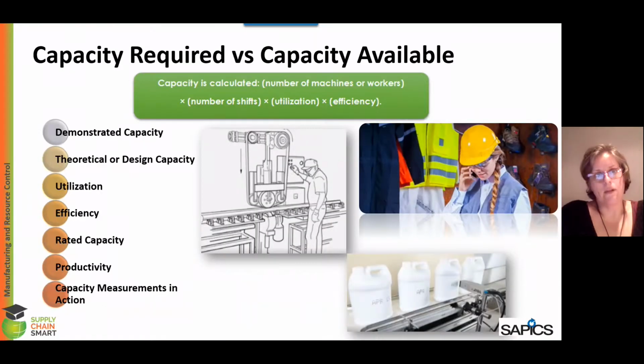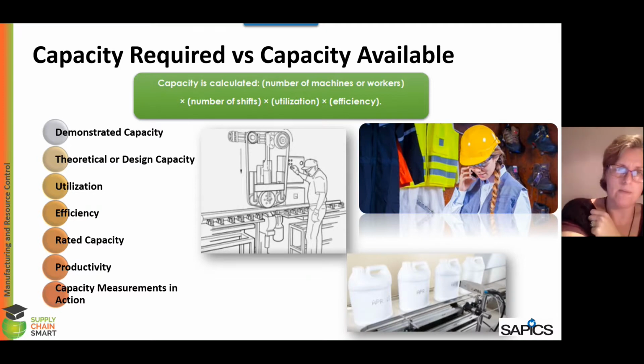This one I think Ken spoke about quite a bit in the last presentation, so hopefully you guys remember the concept of capacity. But capacity required is how much capacity I need to produce my product in the period of time. Whereas capacity available is what is actually available. What is it that we are able to give in terms of capacity?